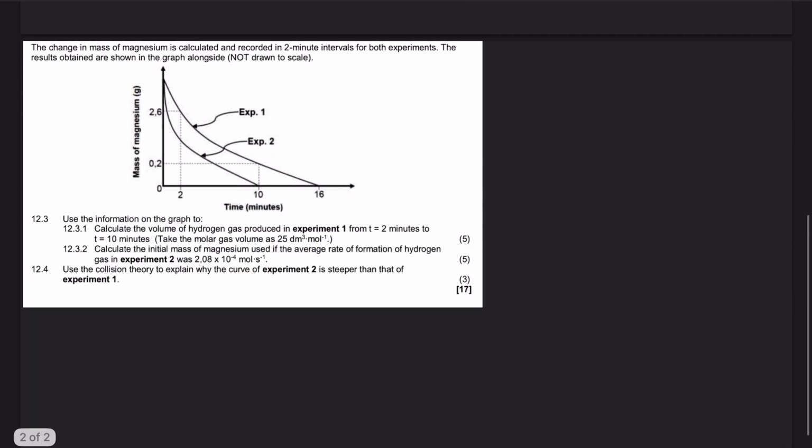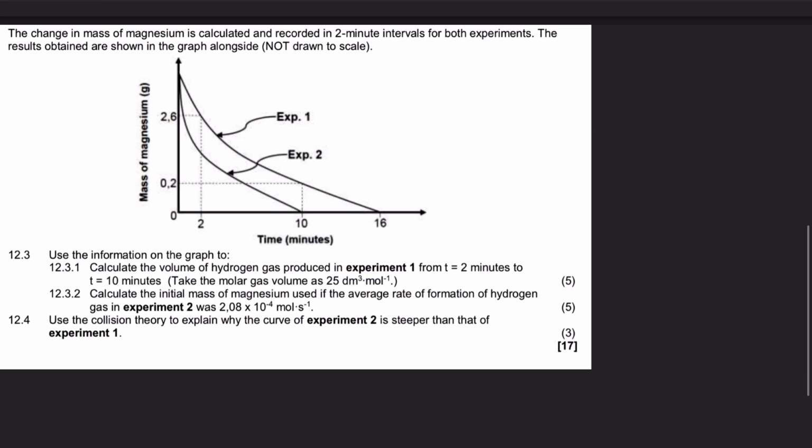Next, we have a diagram. The question reads, the change in mass of magnesium is calculated and recorded in 2-minute intervals for both experiments. The results obtained are shown in the graph alongside, not drawn to scale. So experiment 1, experiment 2. Let's remind ourselves, experiment 1 was done with the ribbon and experiment 2 was done with the powder.